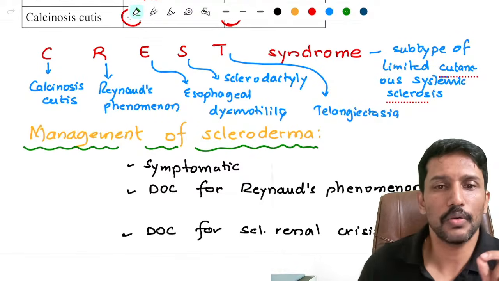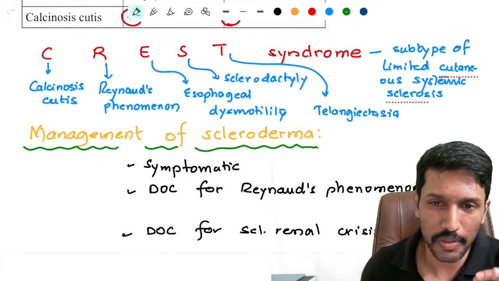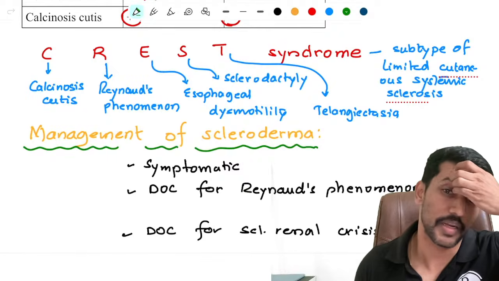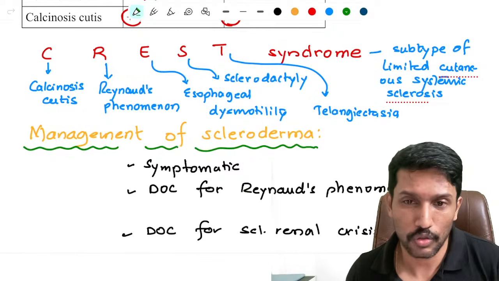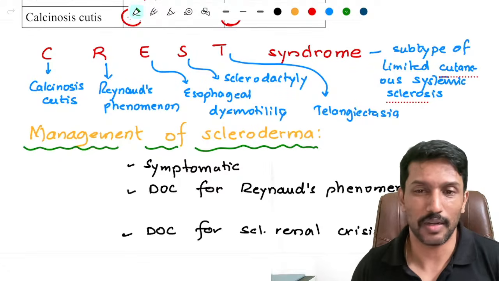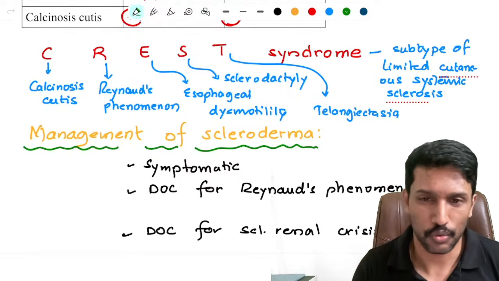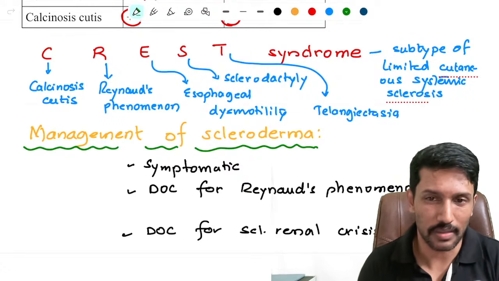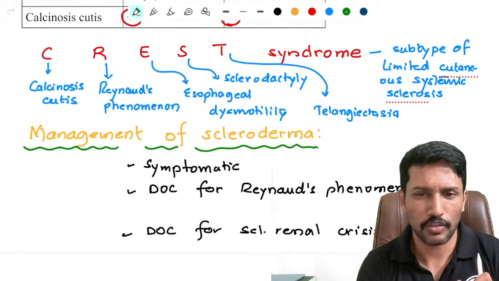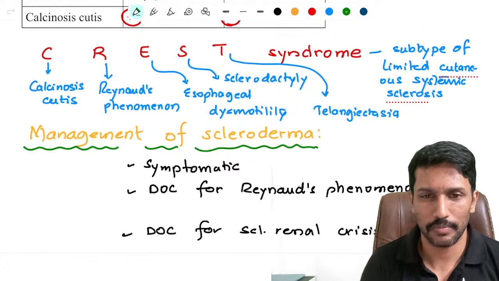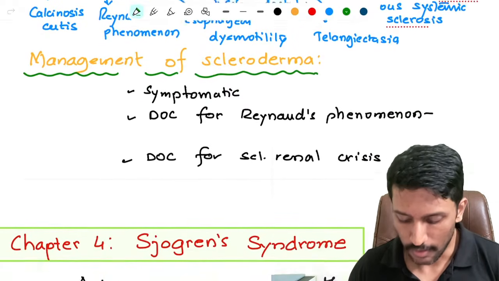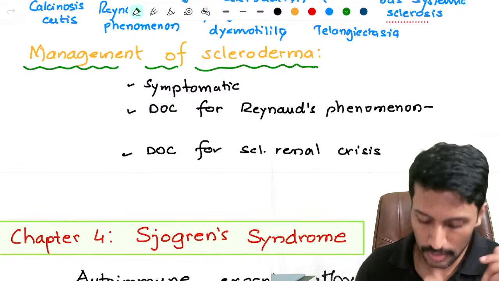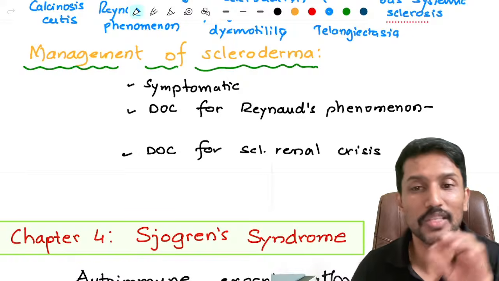Okay, so now coming to the management. Management is going to focus on symptomatic management. Like what can be the symptomatic management? Raynaud's phenomenon is the most common manifestation. Patients are often worried about doing even household chores, because even washing hands, taking a bath, washing utensils, all of that triggers Raynaud's phenomenon and creates discomfort for them. So how can I help them? Raynaud's phenomenon is due to vasoconstriction. So I can help these people by causing vasodilatation.